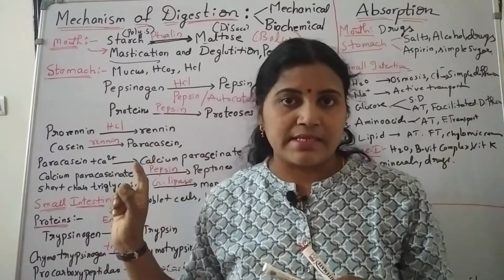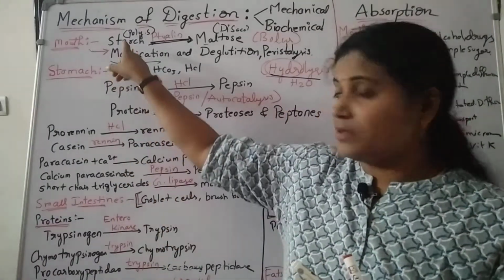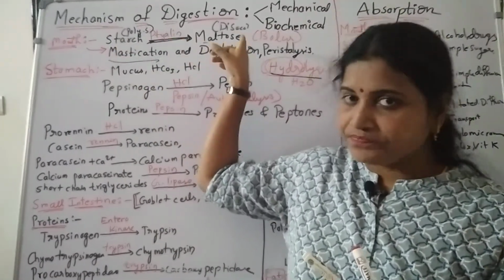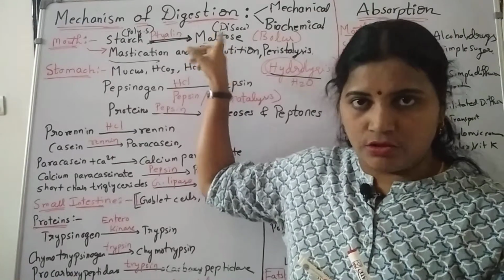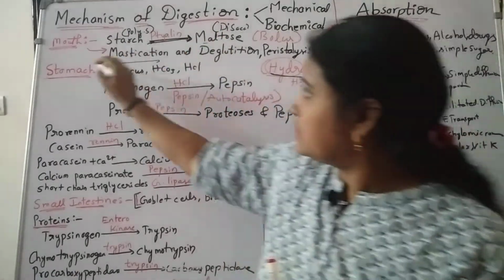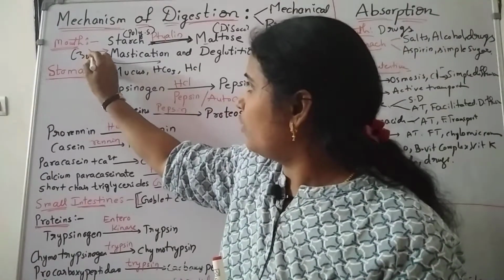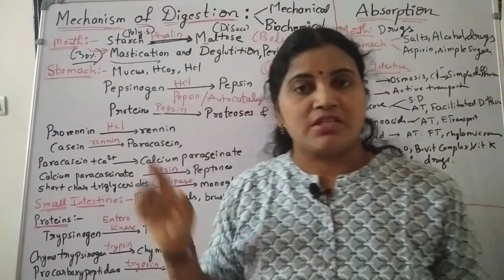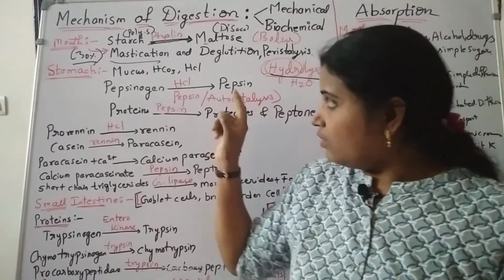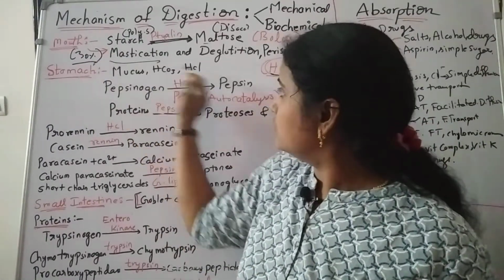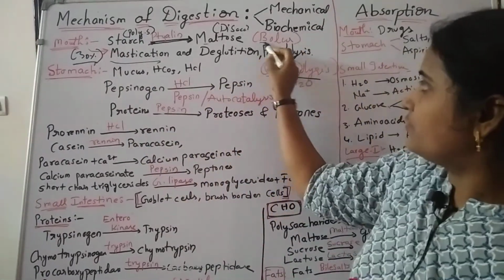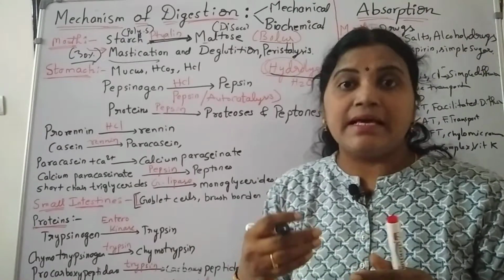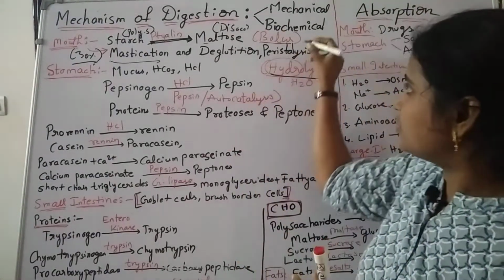So saliva contains salivary amylase, which is responsible for the breakdown of starch into the disaccharide maltose. So here 30% of carbohydrate digestion takes place in the mouth only. After that, this bolus, what is it? Whatever food is semi-digested in the mouth is known as bolus.